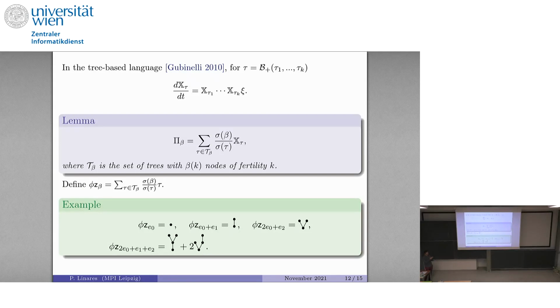So our pi beta will be just a linear combination of these iterated integrals, or these branched integrals better, where we have this set T beta, which is the set of trees with beta k nodes of a given fertility. So we're just grouping trees in terms of their fertility configuration, as we sometimes like to say. And this motivates defining kind of a dictionary between the multi-index description and the tree-based description, which is just encoded here. And just so we can compute some examples, this would correspond to some simple multi-indices. And as you can see, multi-indices encode really linear combinations of different trees.